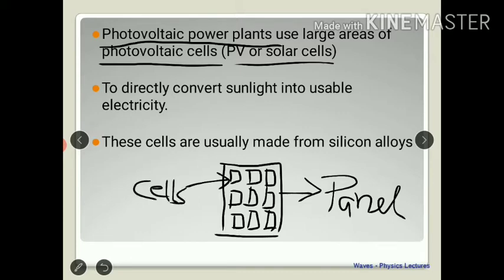So it's a combination of cells that gives you a panel. A panel is not something which you can design. We need a lab setup. We do need to laminate it and so on.